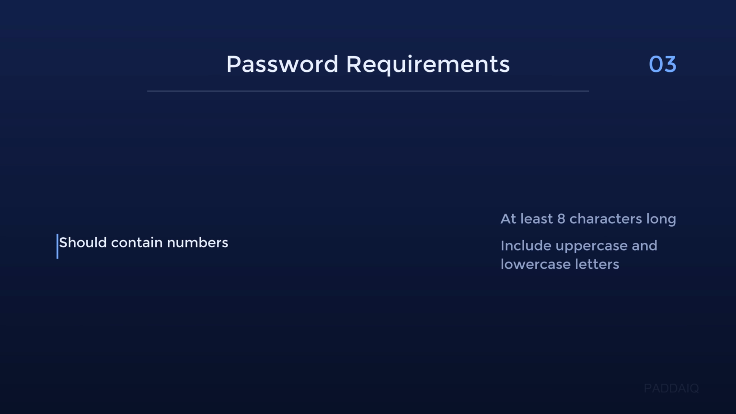Should contain numbers. This means adding digits like 0 through 9 to your password. For example, instead of using cat, you could use cat2024. This simple step significantly increases the number of possible combinations, making it much harder for automated programs to guess your password and protecting your account.